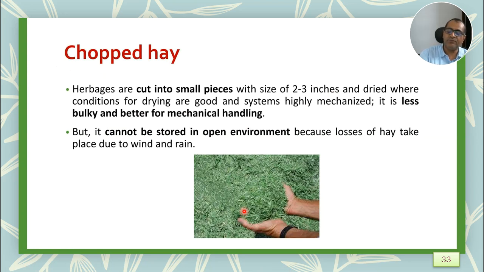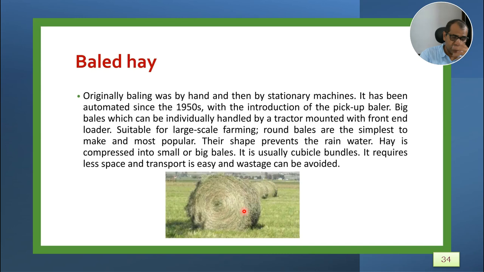Usually every farmer has got a chop cutter. Then he can cut it to 2 to 3 inches and dry it where conditions are good. But this cannot be stored in an open environment because losses of hay take place due to the wind and rain, because it may fly away in the wind.